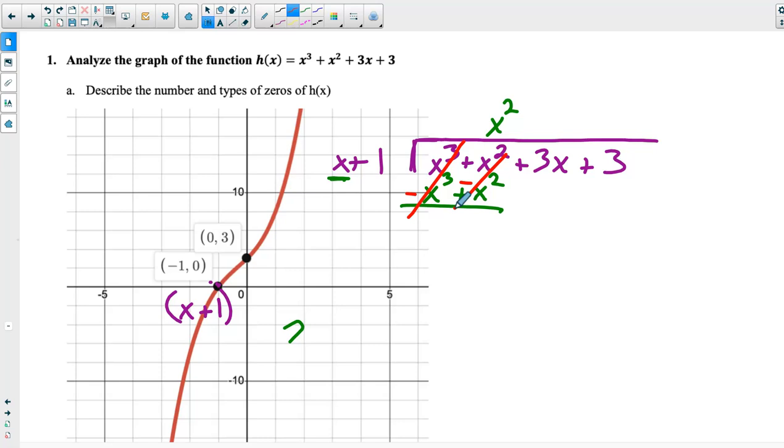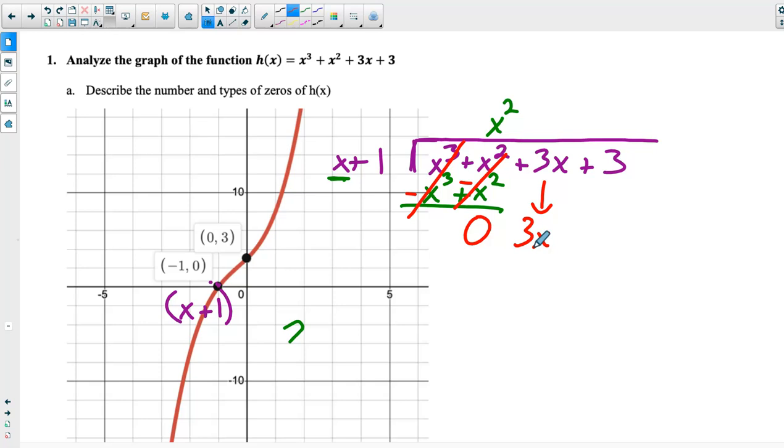This is why I said it's weird. Normally that does not happen, okay? So I'm going to put 0 here. Now we drop this down and I get 3x. And this is the weird thing. So I think to myself, x times what is 3x? X times 3.